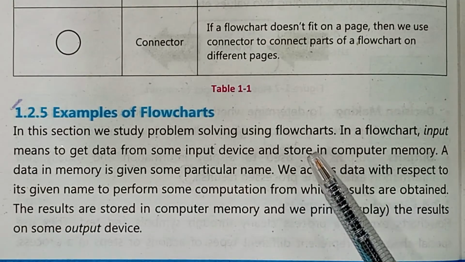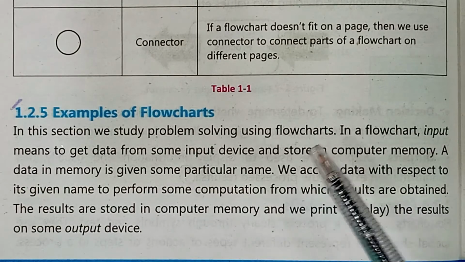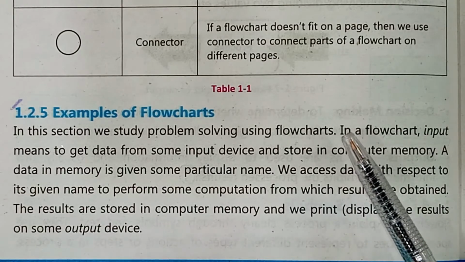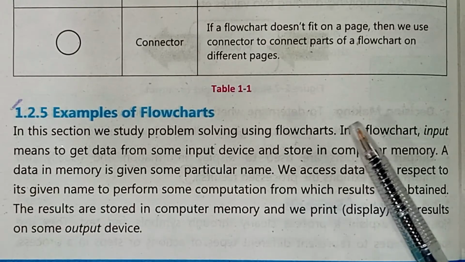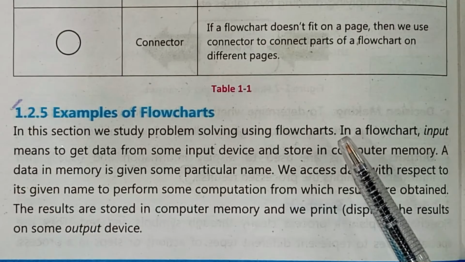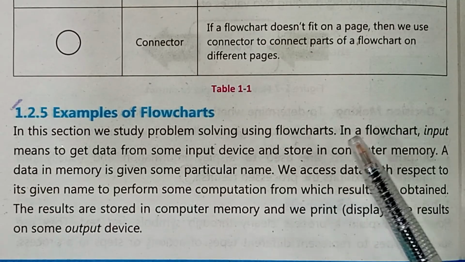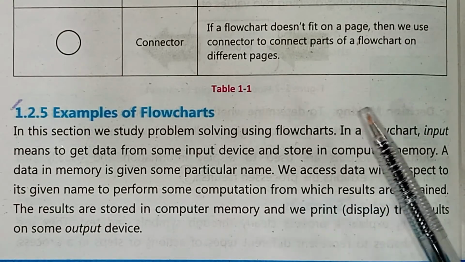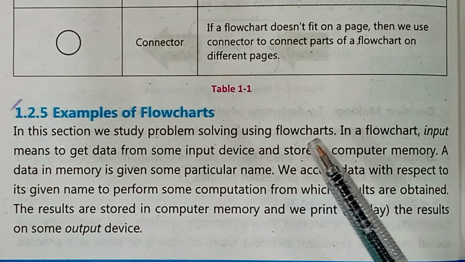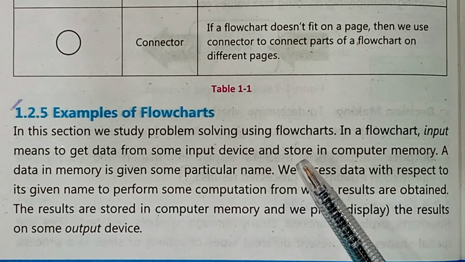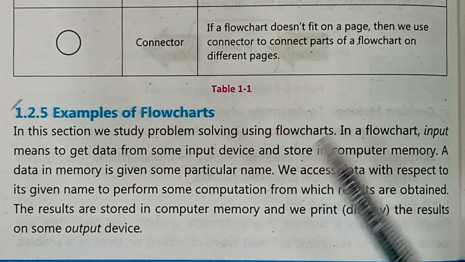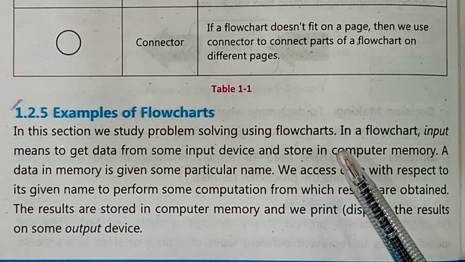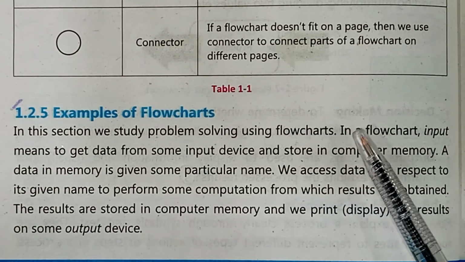As you know, in a flowchart, input means taking data from the user, and it is very important to know how many and what type of data is needed. The data will be entered through some input device. Then it will be stored in computer memory. The data which is stored in computer memory will be given some specific name. We can access and perform calculations on the data in computer memory with respect to that particular name, from which results are gained. In the end, we display the results on some output device.